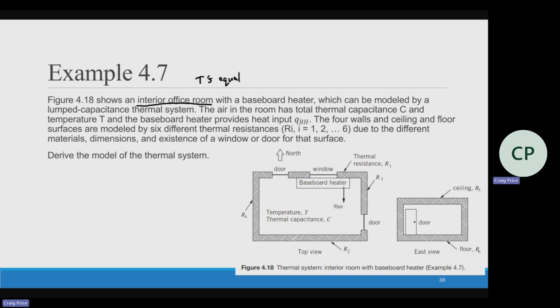We're dealing with an interior office room. I've got the heater, and we want to figure out what the temperature is going to be like in that room if we run that heater for a long time. So our goal is to derive the model of the thermal system. Now there's two figures, but really it's the same figure, just two different views. This is the top view of that room. Each wall has a slightly different resistance because it's got doors, windows, but we can lump it all into one resistance. And then we're also showing the ceiling also has resistance, and the floor.